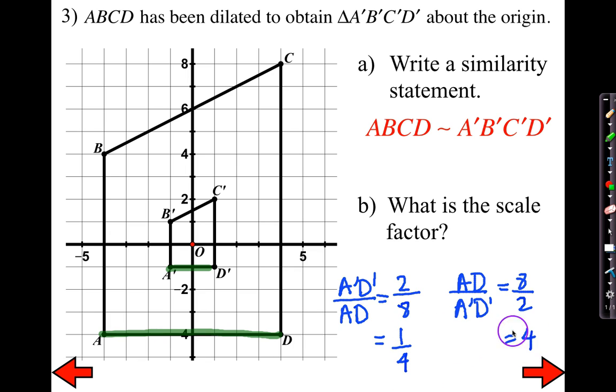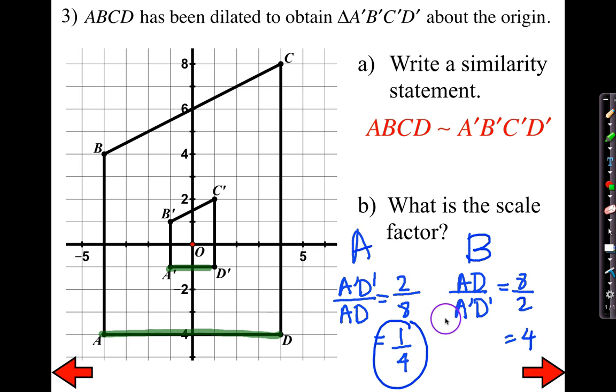Well, let's recall this shape was reduced in size. And because it's reduced in size, I expect my scale factor to be less than 1. Now, only one of these numbers is less than 1. So which method should you use? Option A or option B? Hopefully your answer is option A.